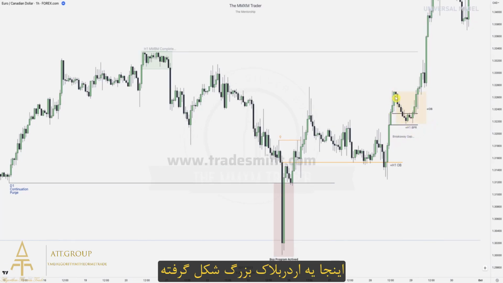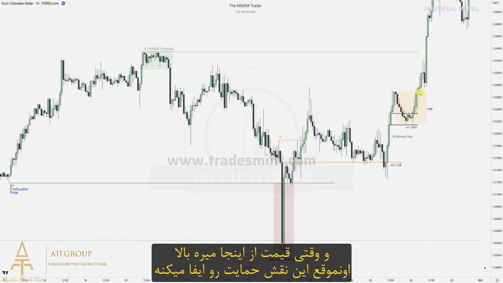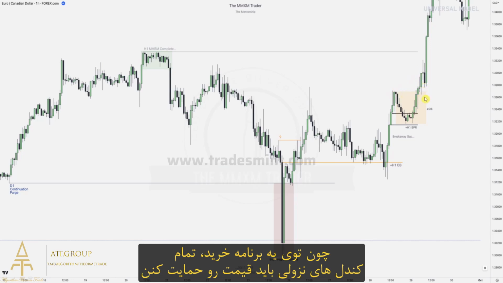A big order block has been formed over here, right? All these consecutive down close candles is a bullish order block, and once we trade above it, we can use this one again as a support, right? Because all down close candles should support price up when we are in a buy program.